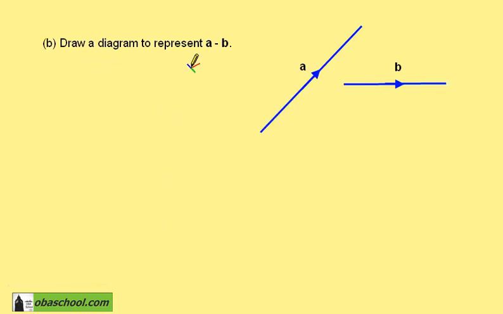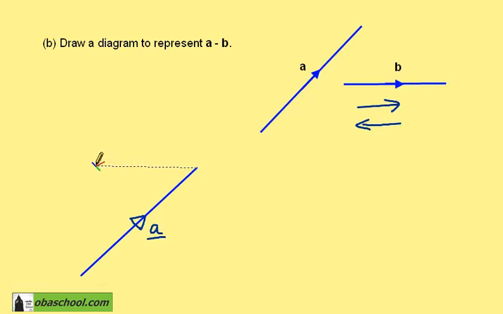We now want to represent a minus b. We begin by drawing the vector a. The vector minus b will be the same length as b, but in the opposite direction. We put the tail of minus b onto the tip of a. So this is the vector minus b. The third side of this triangle then is going to represent a minus b.